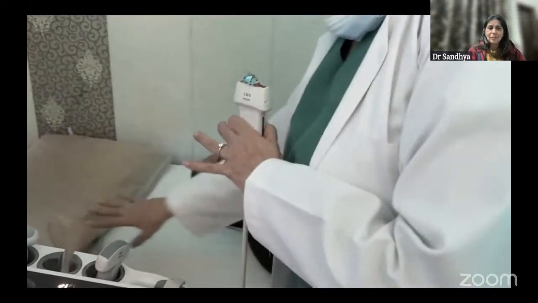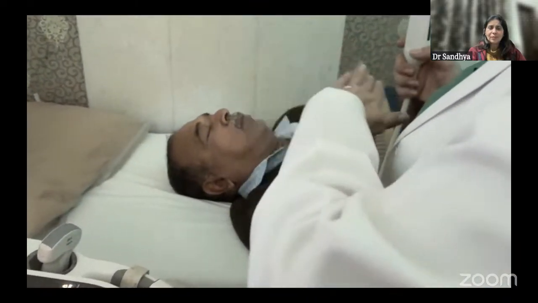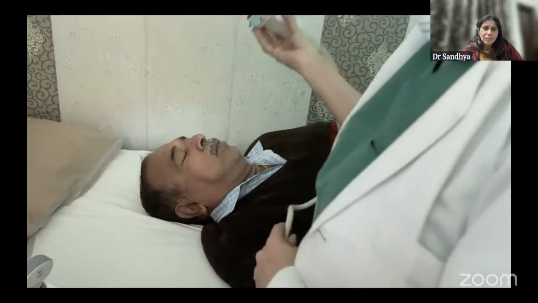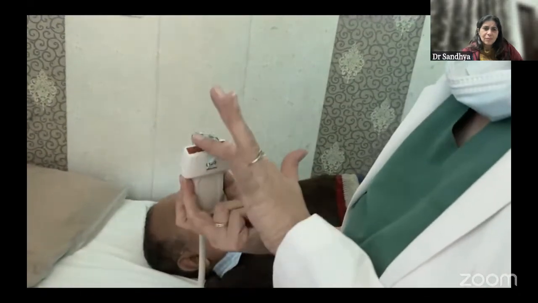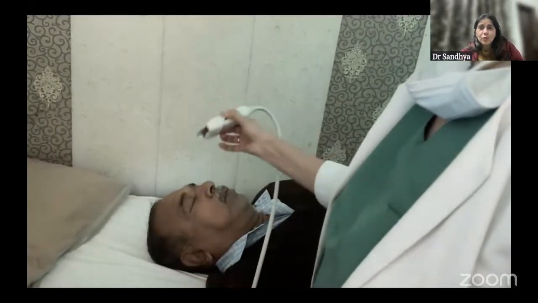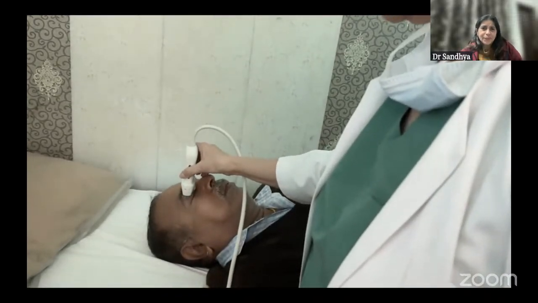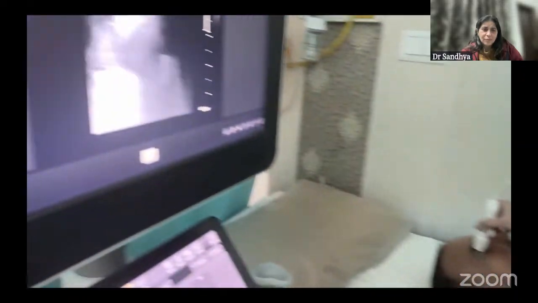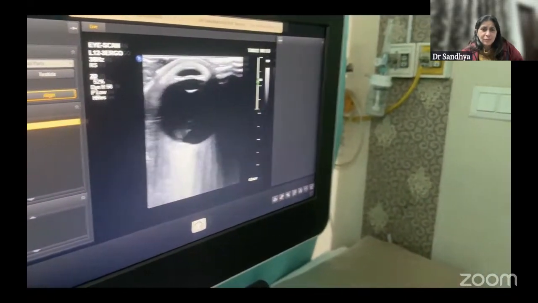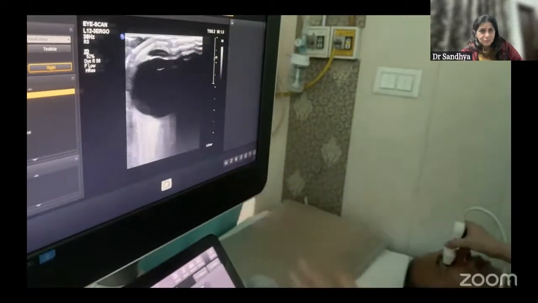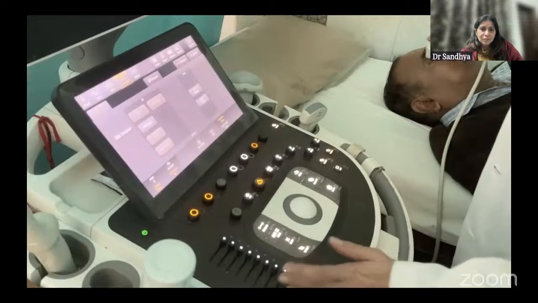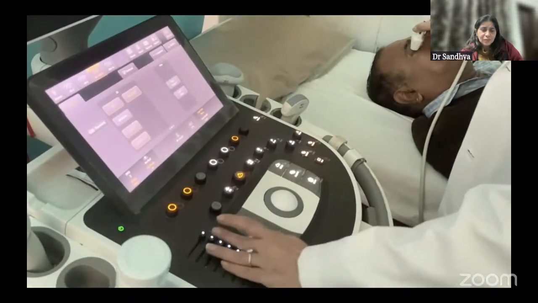Normally, I prefer not to use a pillow because we want the position of the head to be horizontal. Okay, we are doing it transpalpebrally, sorry, over the lids, above the sclera. Gently start the scan and see the orientation of the globe. Meanwhile, we start seeing these images. You see the gain is maximum. I prefer to keep the gain maximum.